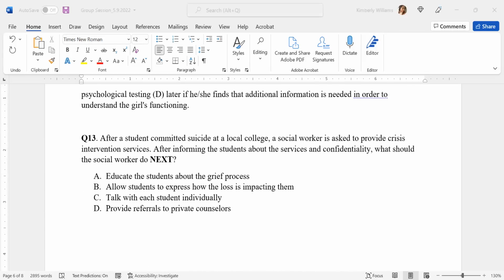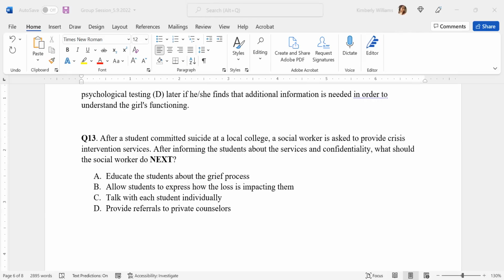I'll take it. Okay. It says, after a student committed suicide at a local college, a social worker is asked to provide crisis intervention services. After informing the students about the services and confidentiality, what should the social worker do next?